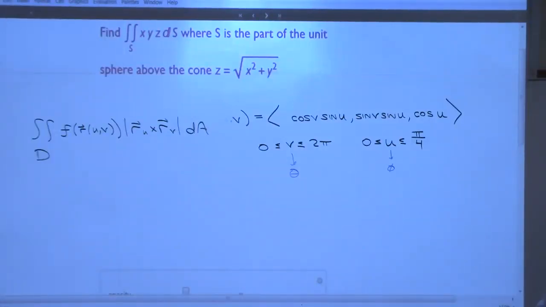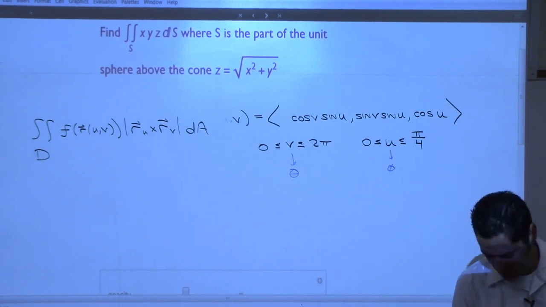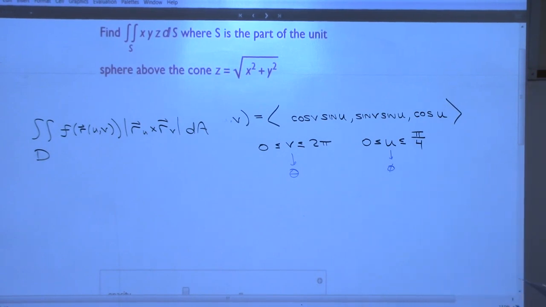How about we do some partials and crosses? Didn't we do that already last class? Did we do the partials and cross product of the unit sphere? We did. Let's save ourselves a little bit of time.